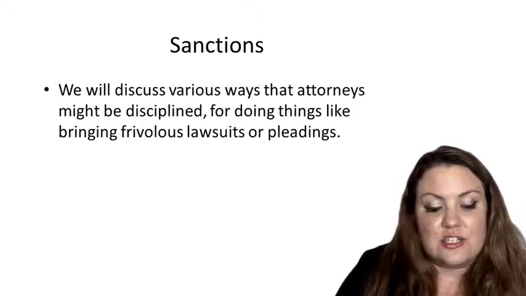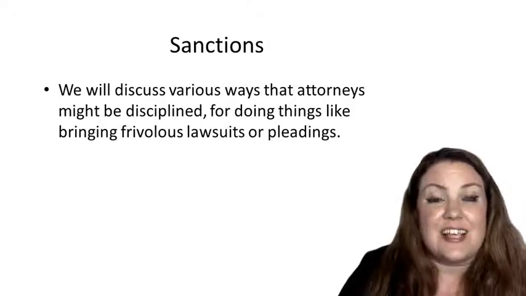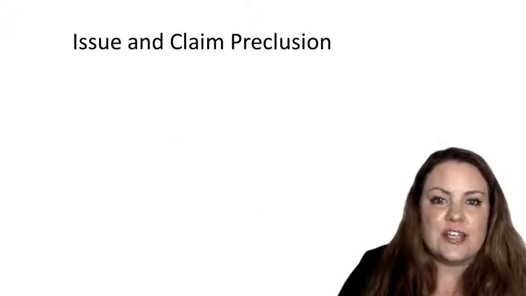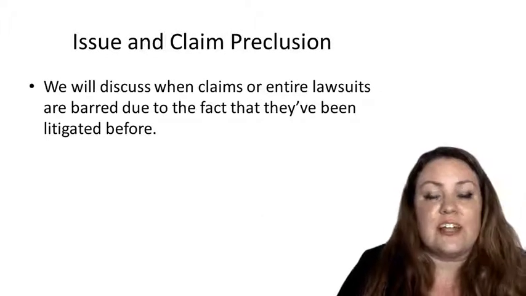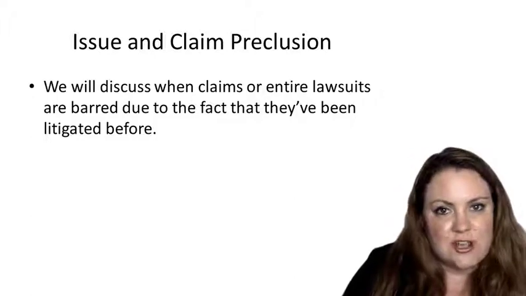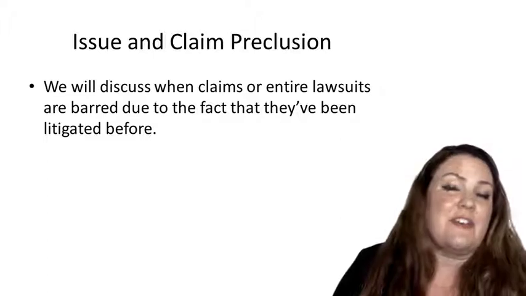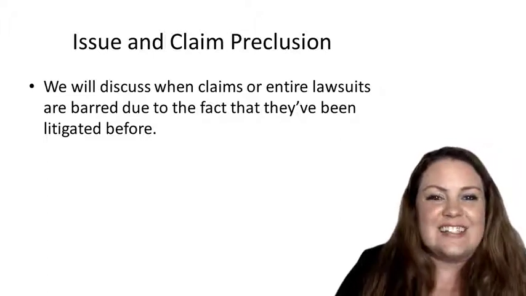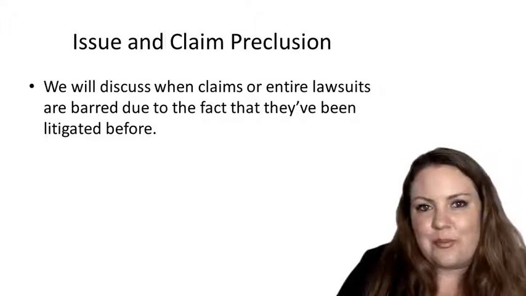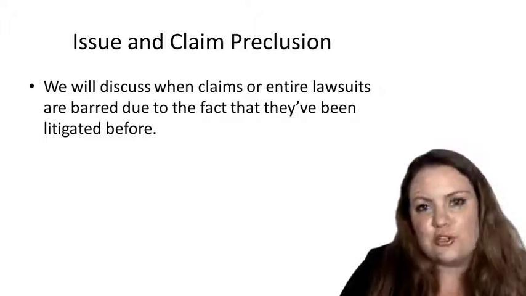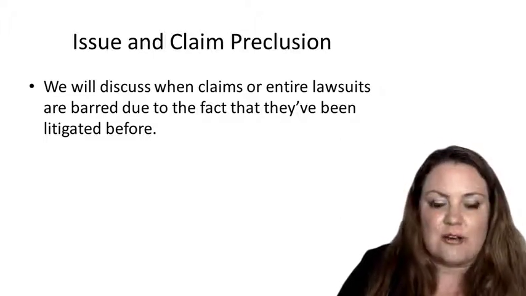We're going to talk about sanctions. Various ways that attorneys might be disciplined for doing things like filing frivolous lawsuits. We're going to talk about issue and claim preclusion, which is when entire lawsuits or issues in a lawsuit might be barred from being tried due to the fact that they've been litigated before. Essentially, if you sue your neighbor over a fence dispute and lose, you can't keep suing your neighbor, but that's going to be talked about in more depth.